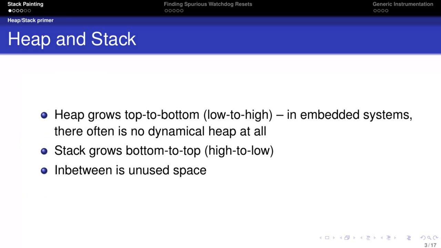First, a quick primer on heap and stack. You generally have two different memory sections in your system. One is called the heap, which grows from top to bottom, so from the low to the high addresses. In embedded systems, this usually is static, so it cannot grow during runtime. On systems with dynamic memory, this is also the memory location that you get memory from when you make a call to malloc. Then you have the stack region, which grows bottom to top, so from the high to low addresses. And in between the two, there usually is unused space.